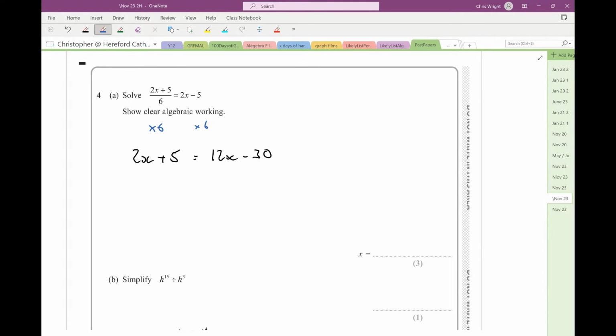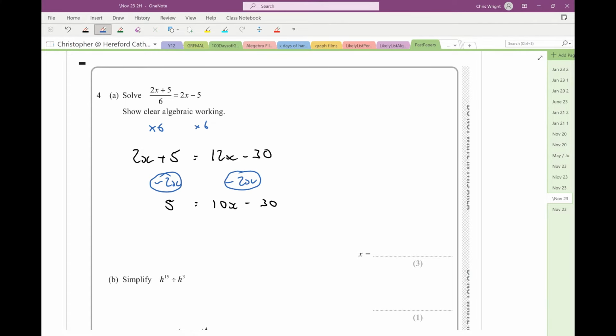Now, this is an equation with x's on both sides. So let's see which side has the fewest and get rid of them. Well, only 2x on the left. How do I get rid of 2x's? I minus 2x's from both sides. It's going to leave me with 5 on the left and 10x minus 30 on the right.